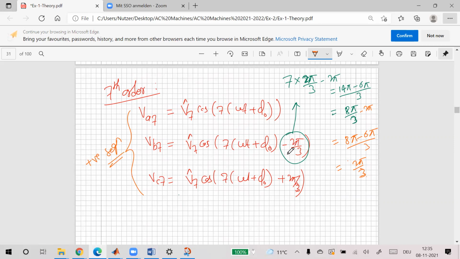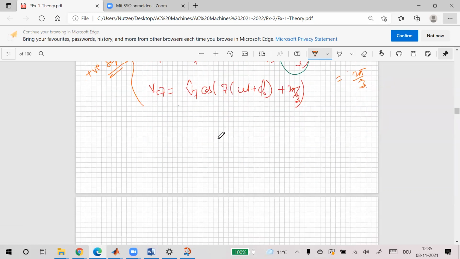And now you go to 9th order harmonics. I'm not going to write that, that would be too much. So 9th order would again make your negative sequence. 11th order would make positive sequence. 13th order will make your negative sequence. And 15th order will make positive sequence.